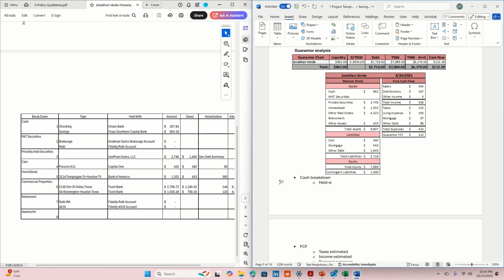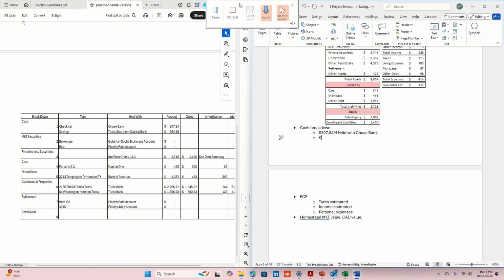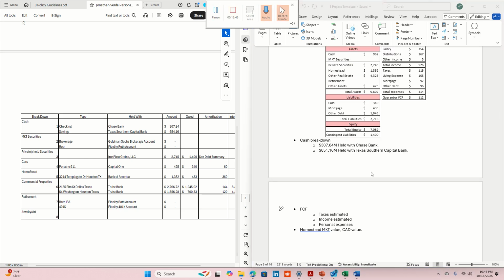We're going to say held with Chase Bank. We're going to say money sign 307.84M held with Chase Bank. And then we're going to say, so now I'm going to fill out this cash section and come back. Right, so I just filled it out.